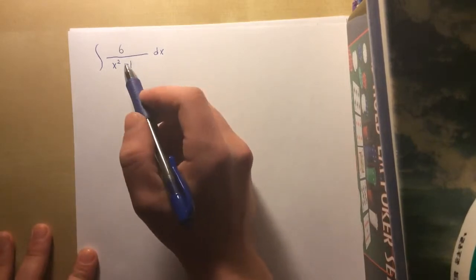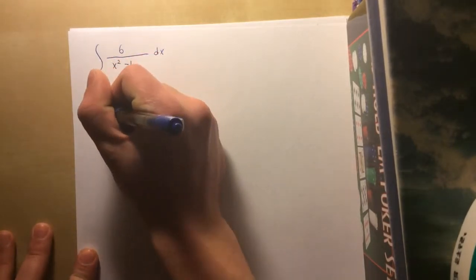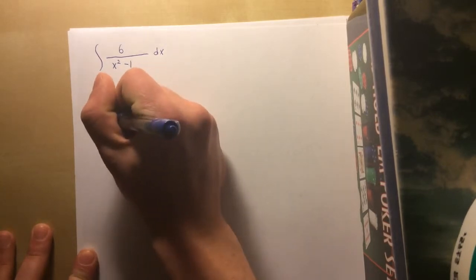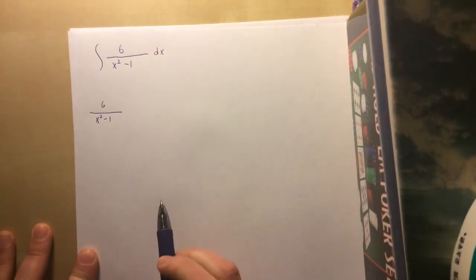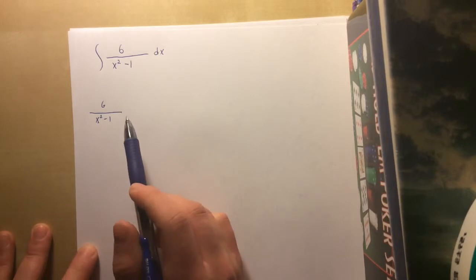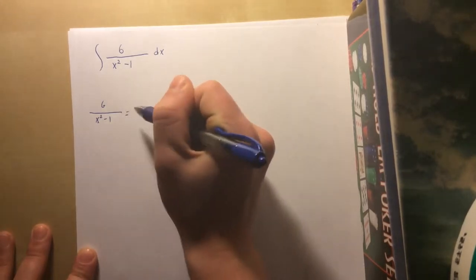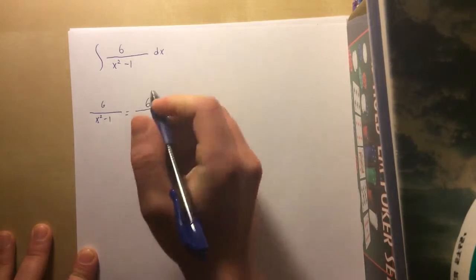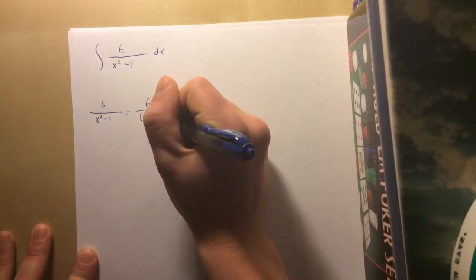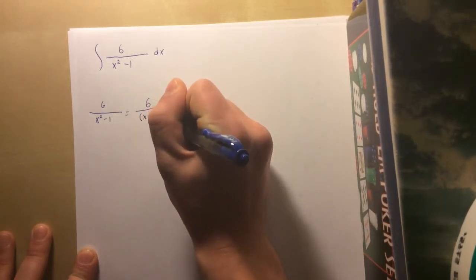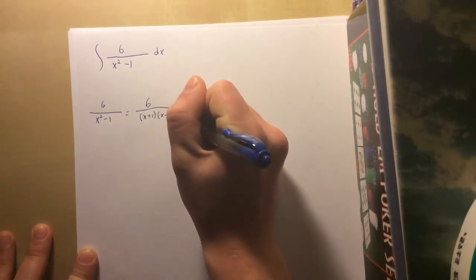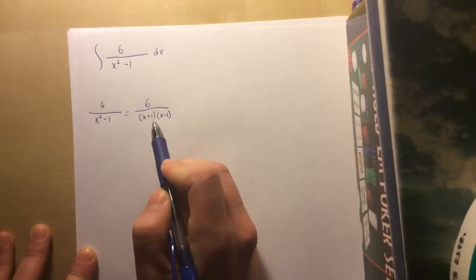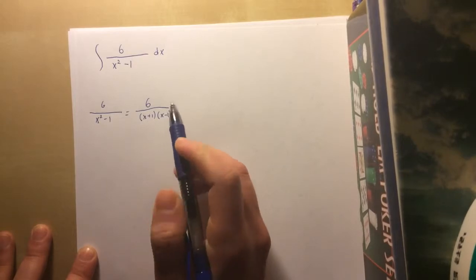So 6 over x squared minus 1 is your integrand. The first thing we need to do is factor the denominator. It's a difference of squares, so we get 6 over x plus 1 times x minus 1. So there are two different pieces in our denominator.